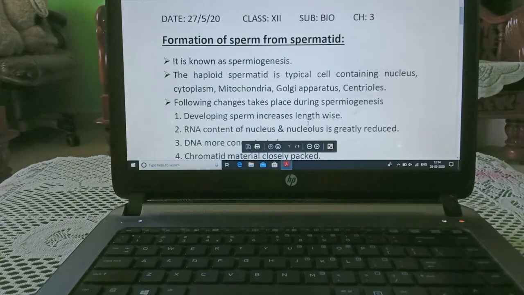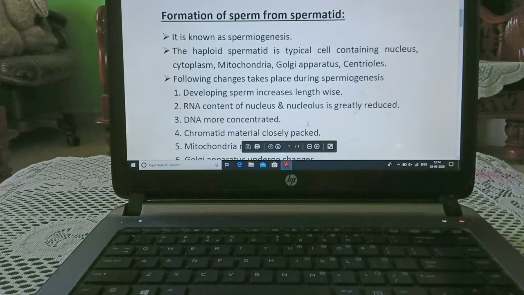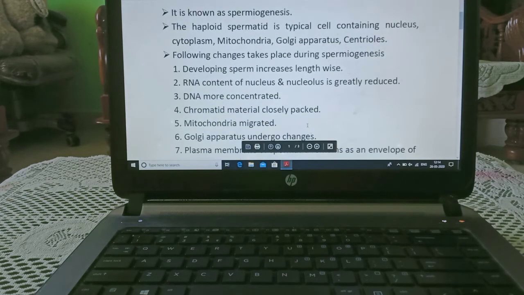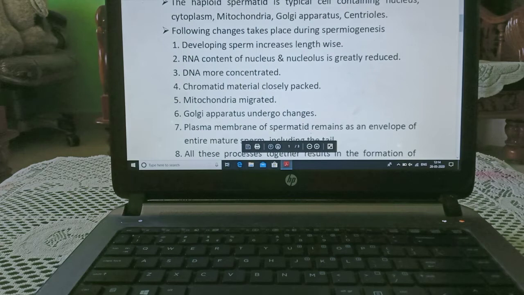Today we are starting with the second step of spermatogenesis, that is, the formation of sperm from spermatid, which is also known as spermiogenesis. The haploid spermatid is a typical cell containing a nucleus, cytoplasm, mitochondria, Golgi apparatus and centrioles. Many changes take place during spermiogenesis.